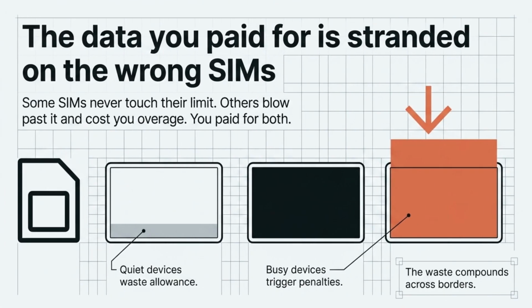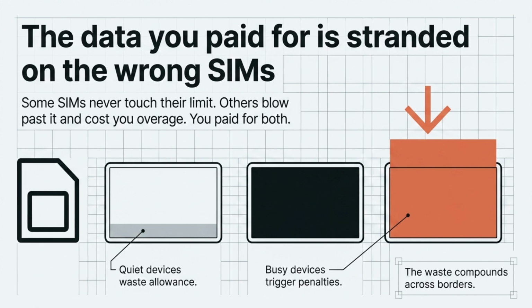Picture a fleet of 1,000 connected devices. A few run hot and send data all day. Most sit quiet and use almost nothing. On fixed per SIM plans, the quiet devices waste the allowance you bought. The busy ones run over their cap and hand you an overage bill. You paid for data you never used, and you paid a penalty on data you did. Spread that across borders and carriers and the waste compounds. There is a cleaner way to buy and manage fleet data.